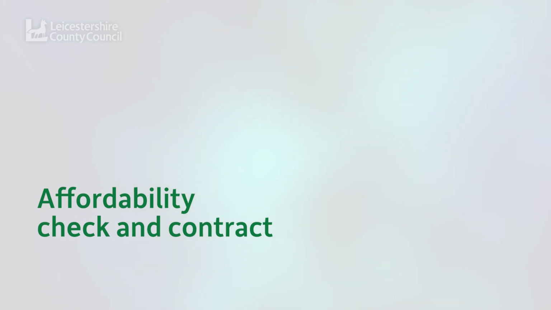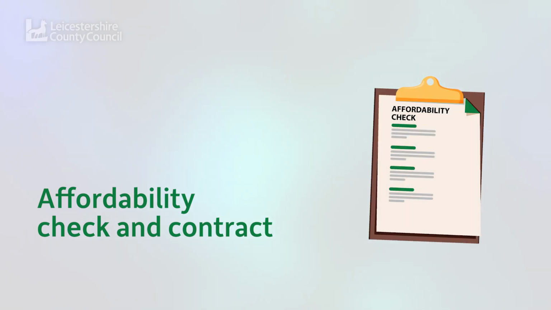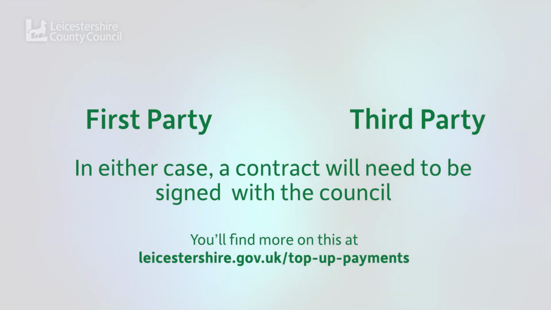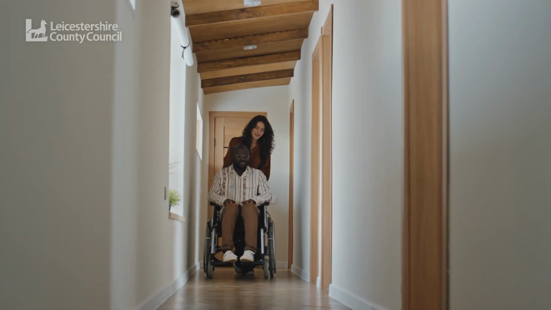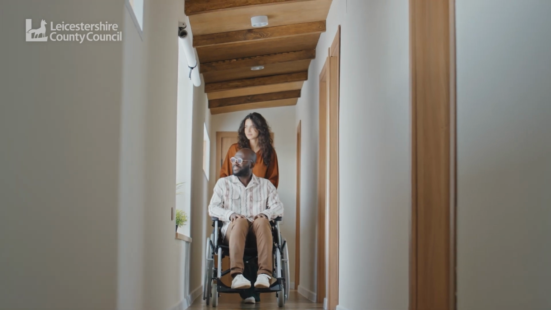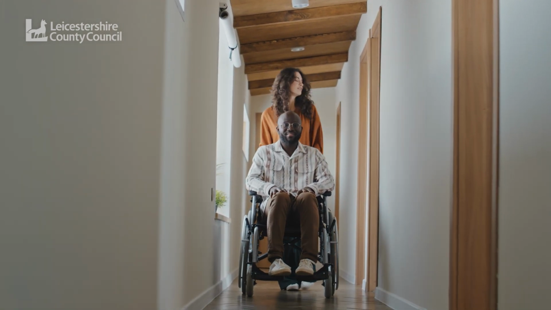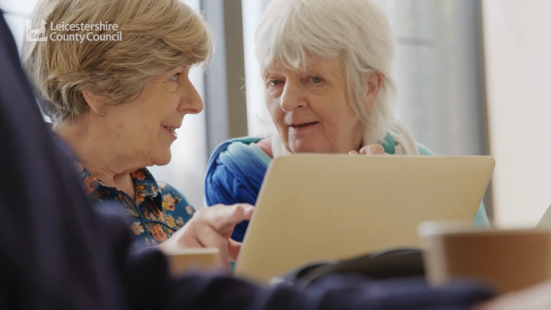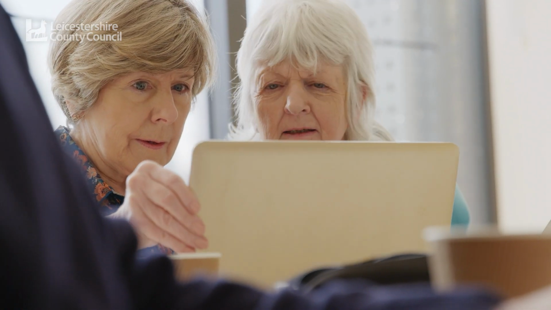The council will conduct an affordability check to make sure that the person or persons making the third-party payments can afford to pay it. This assessment considers income, savings, and other financial factors. In either case, an agreement is signed with the council which forms a financial contract between the payor and the council. You can use your own resources to pay a top-up during the 12-week property disregard period, or if you receive funding under Section 117 of the Mental Health Act. There is a separate video on this topic.